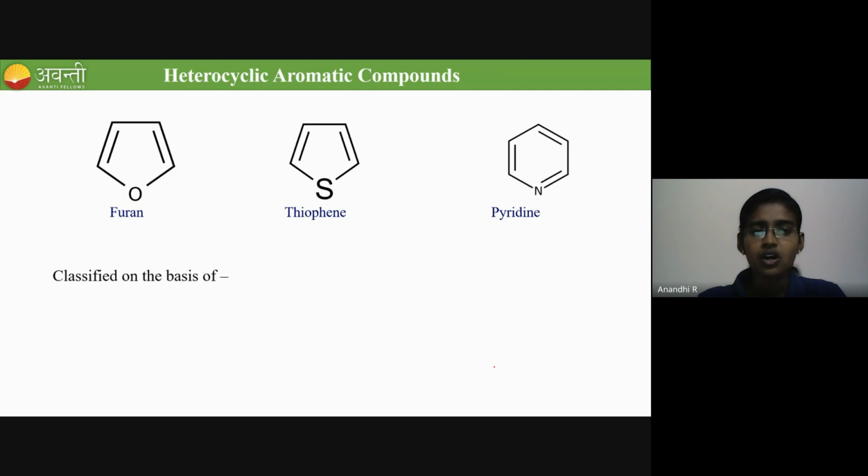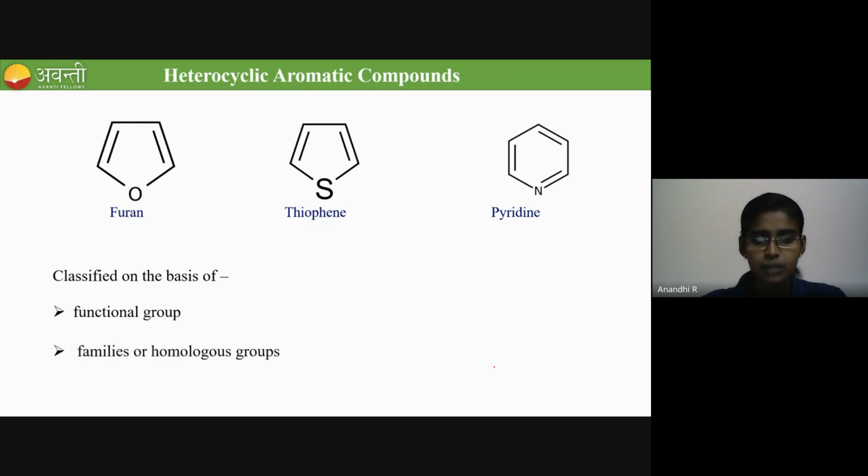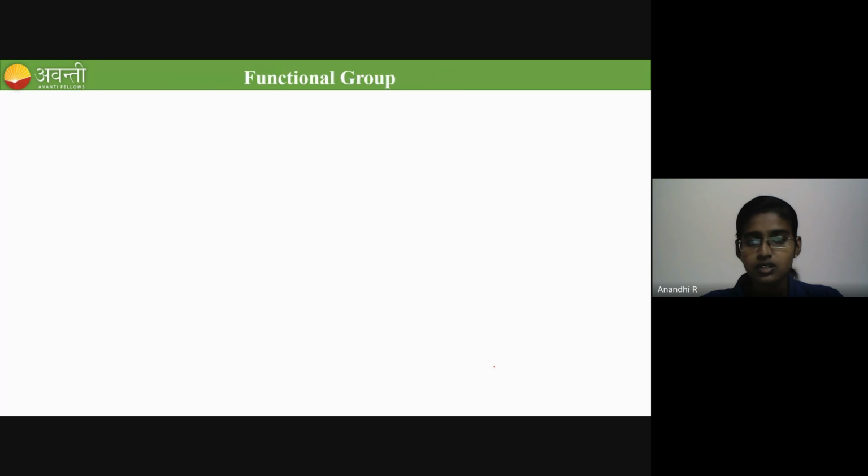And all these compounds are classified on the basis of 2 things. One is on the basis of functional group, and the other one is on the basis of families of homologous groups. Okay. So I have given you the examples of all the types of classifications which I have told you. Now we are going to see what is functional group.